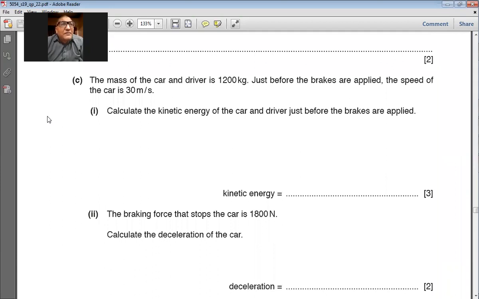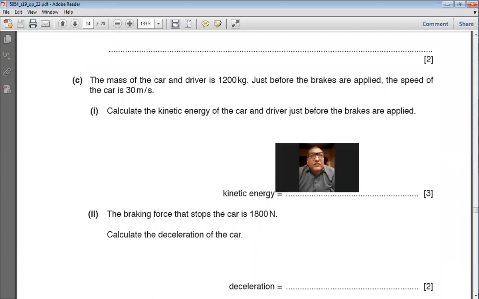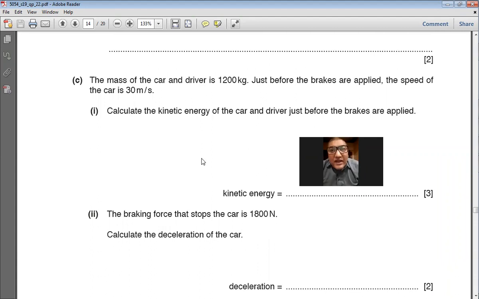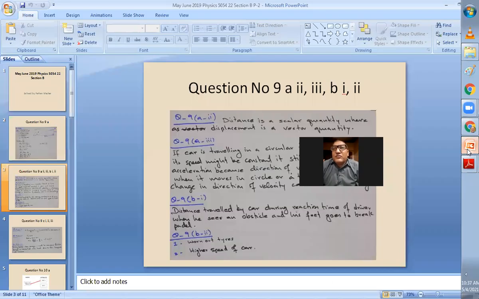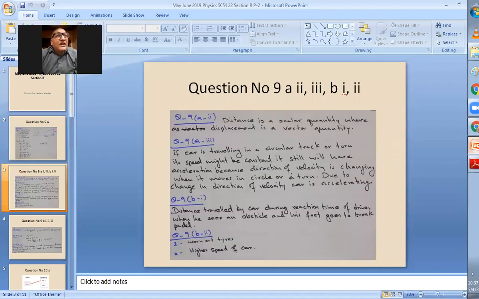Okay, so the next part is the mass. The mass of the car and the driver is 1200 kg. Just before the brakes are applied, the speed of the car is 30 meters per second. Calculate the kinetic energy of the car and driver just before the brakes are applied. So the formula for the kinetic energy is 1/2 mv square. The mass is given, the v is given, just do the calculation. It's a 3-mark numerical. And let me show you, I have done this numerical. Very easy.